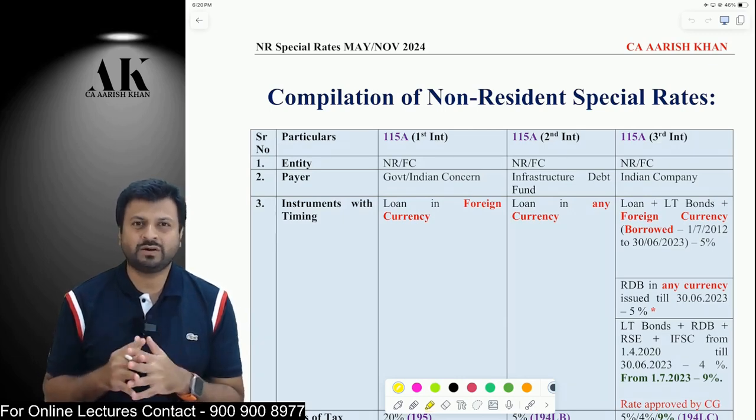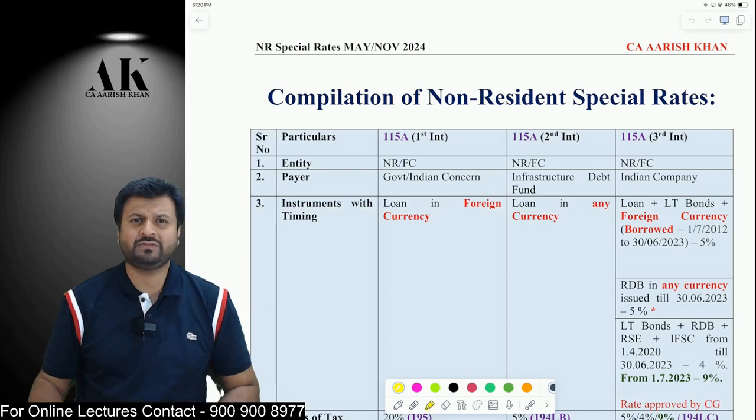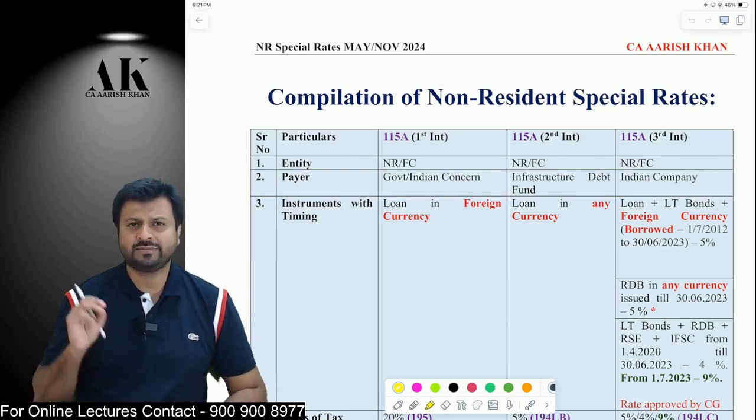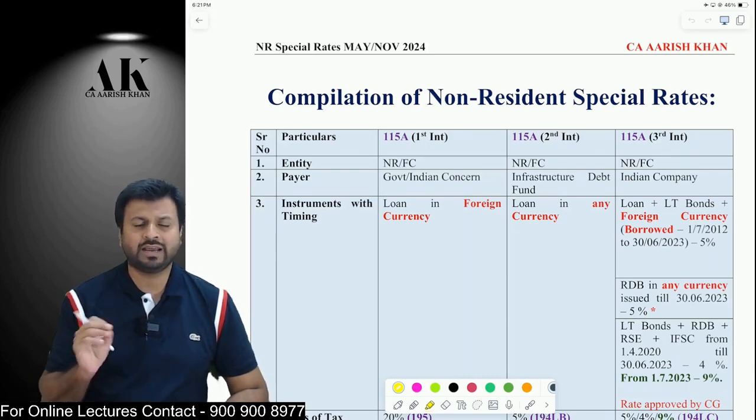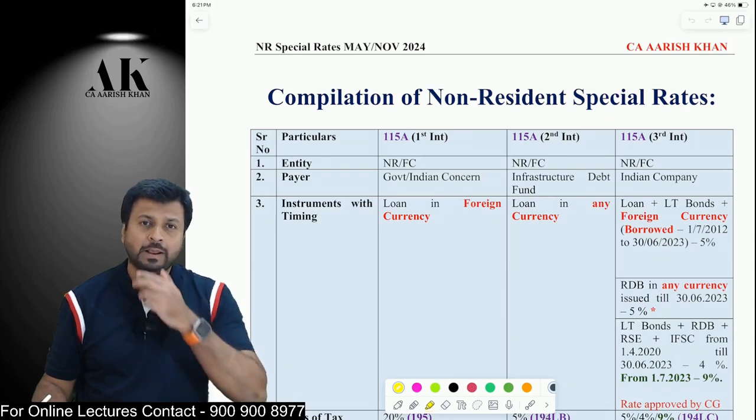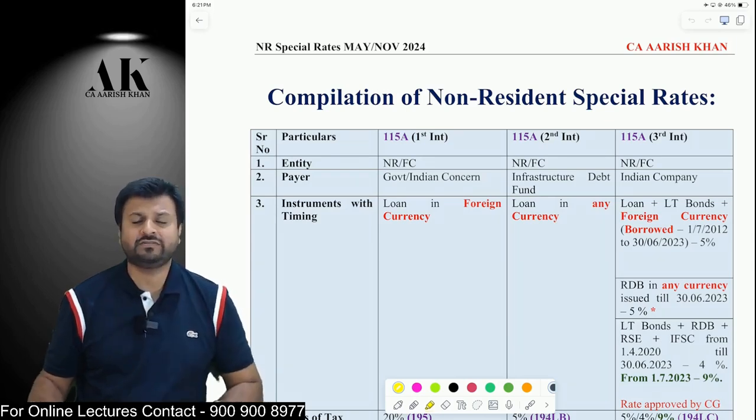115A interest is covered, 115A dividend is covered, then 115A royalty and FTS is covered, 44DA is there, 115AB, 115AC, 115AD, then some NRI provisions. All of them are having different rates. All of them are having different payers, different payees. TDS sections are different. In some of the sections you get deductions, in some of the sections you don't get deductions, in some of the sections you don't get indexation when you sell the capital asset. So there are a lot of disparities in different sections.